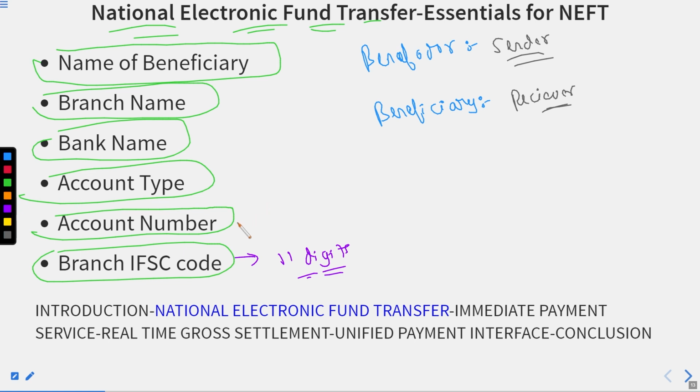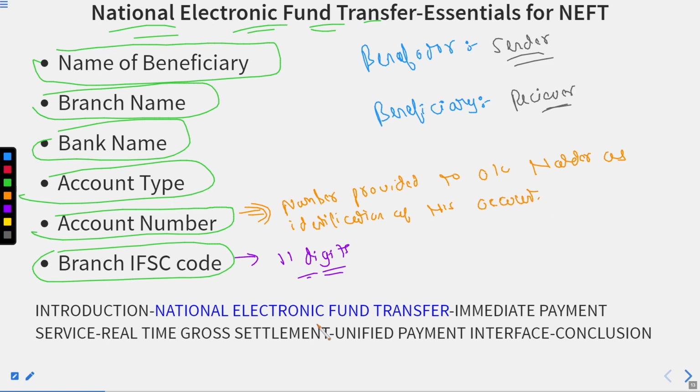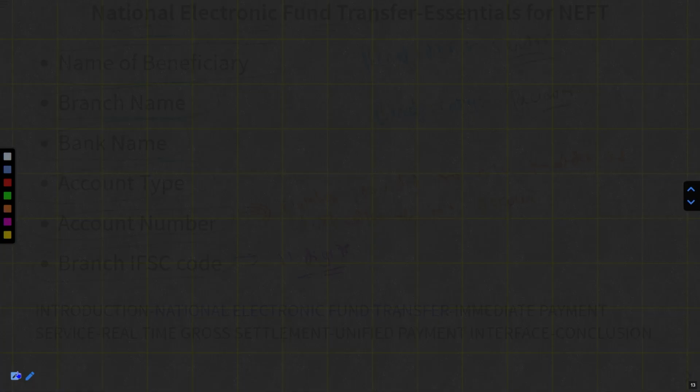Thereafter, if we talk about the account number, what do you mean by the account number? What is the meaning of account number? Basically, the account number is the number provided to an account holder as identification of his account.